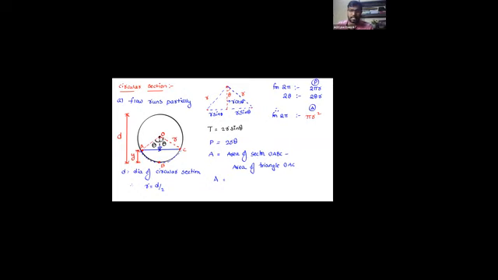But this sector is making an angle of 2 theta, right? So 2 theta. And remember, 2 pi, pi r square. 2 theta, theta r square. So what is the area of a sector over here, sir?